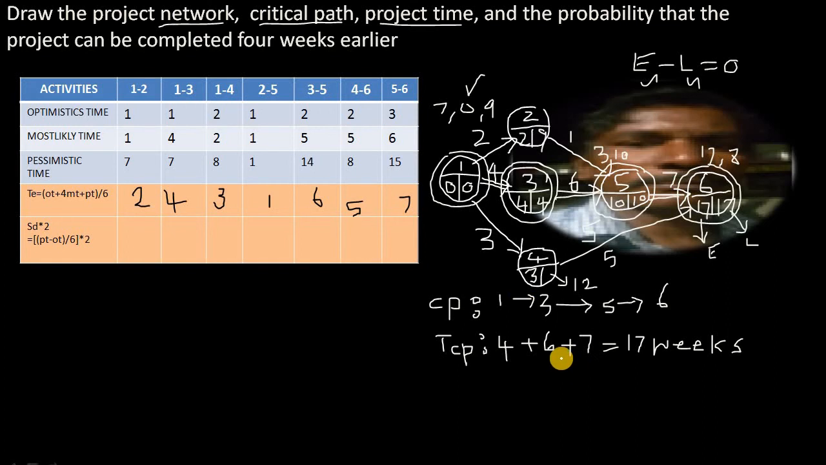Here the project time, the time taken through the critical path, is called the project time. So that project time we have calculated, and the critical path we have calculated, and the project network we have finished by now. Now the left out thing is the probability that the project can be completed 4 weeks earlier.